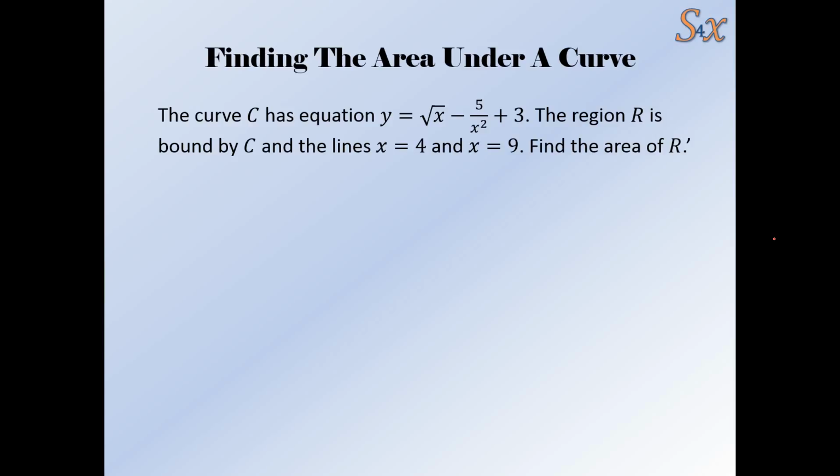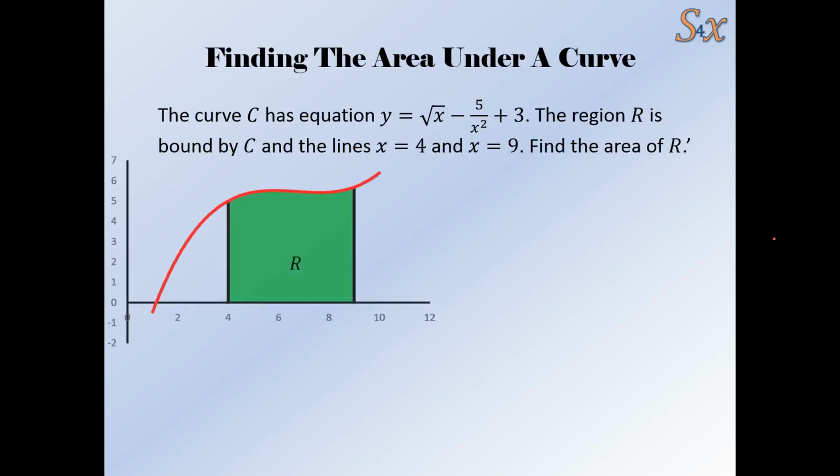We've got a region R bounded by the curve C and the lines x equals 4 and x equals 9. That looks something like this. Okay, so we've got the graph here of that function. This is y equals root x minus 5 over x squared plus 3 between 4 and 9. Okay, now we're going to use those as our limits for the integration. So we're going to integrate between 4 and 9. And that's what we see here.